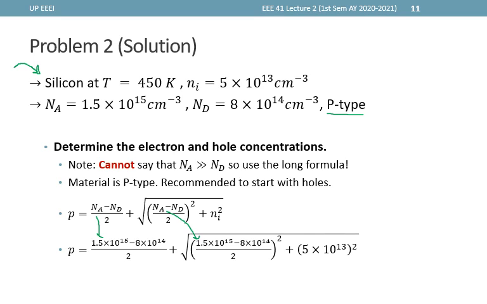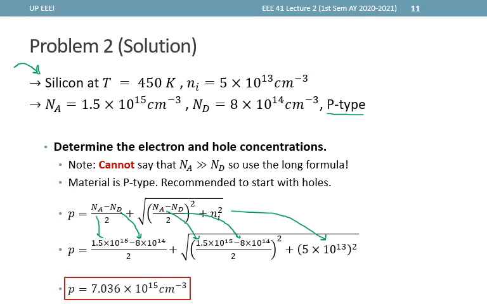And then for Nd, 8 times 10 to the 4. And then for Ni, 5 times 10 to the 13. And using our calculators, we must be able to solve that the hole concentration for this material, silicon at 450 kelvins, must be 7.036 times 10 to the 15 per cubic centimeter. And with that, we have actually already computed the hole concentration.